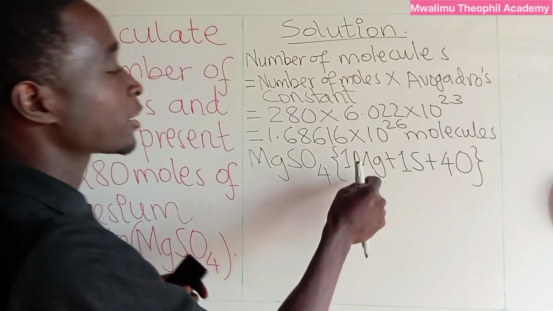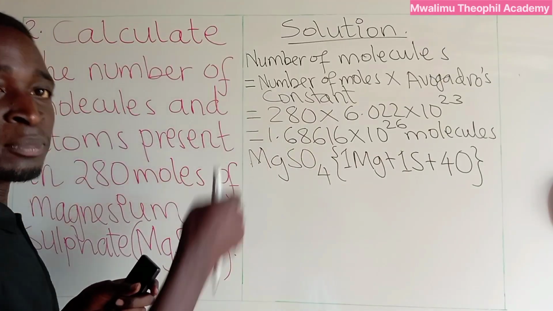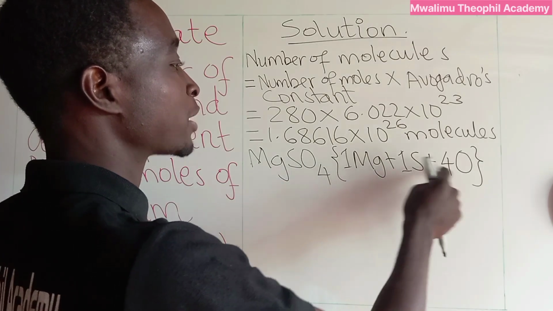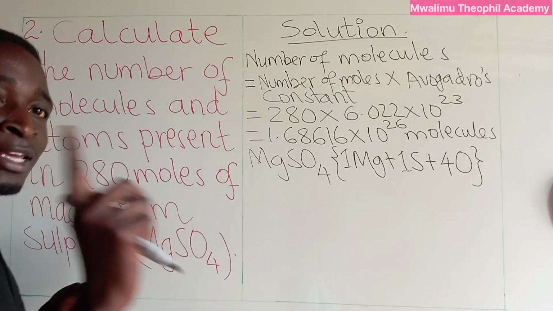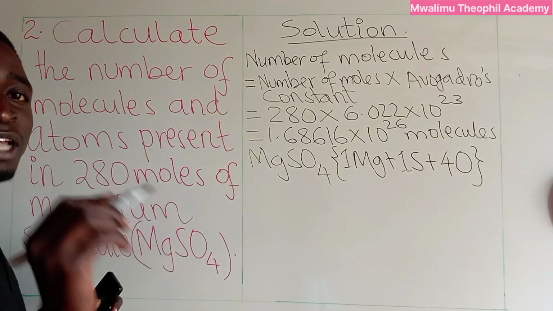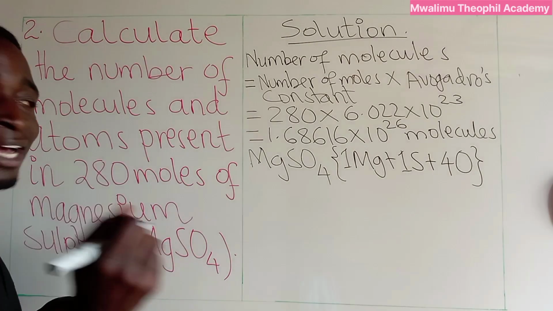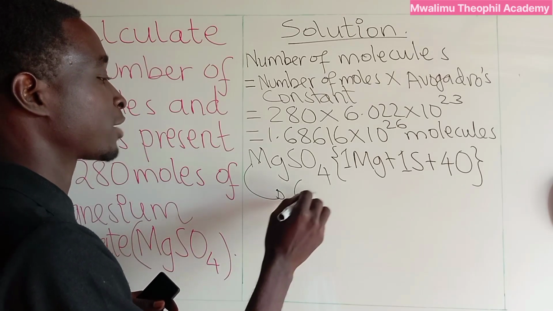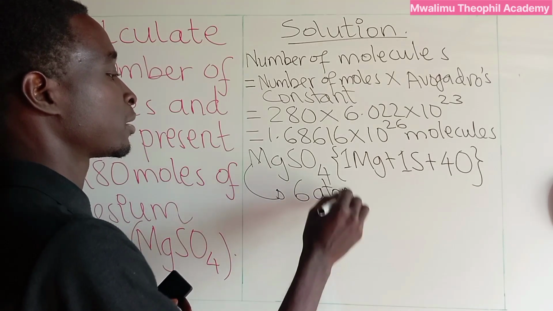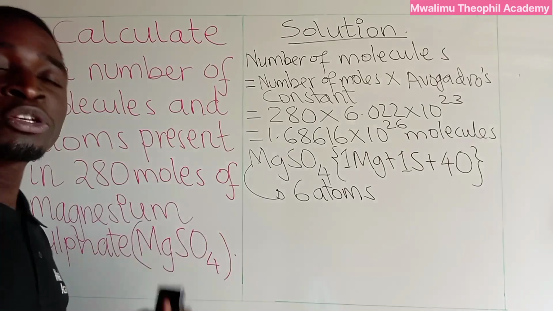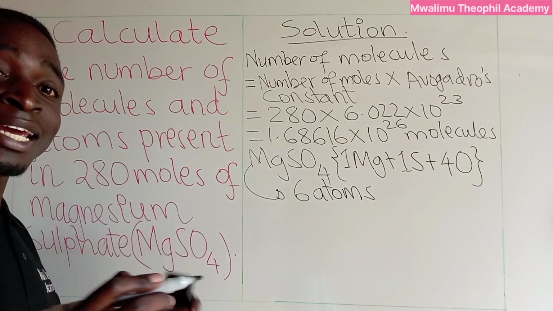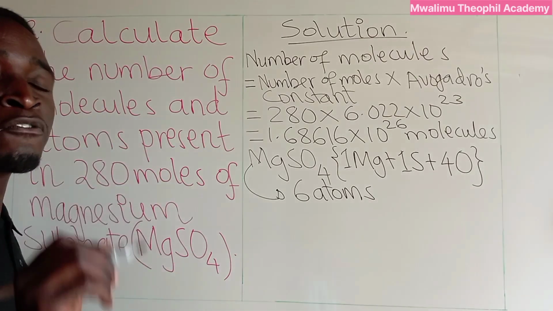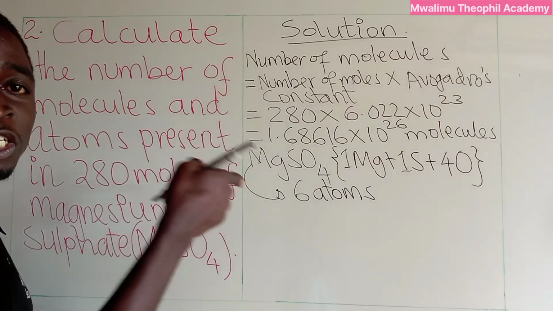By counting the total number of atoms in each molecule of magnesium sulfate, we find that we have 1, which is 2 plus 4, we get 6. Now, in each molecule of magnesium sulfate, there are 6 atoms. So each molecule of magnesium sulfate has 6 atoms. To get the total number of atoms, we take the total number of molecules obtained times the number of atoms per each molecule, which is 6.